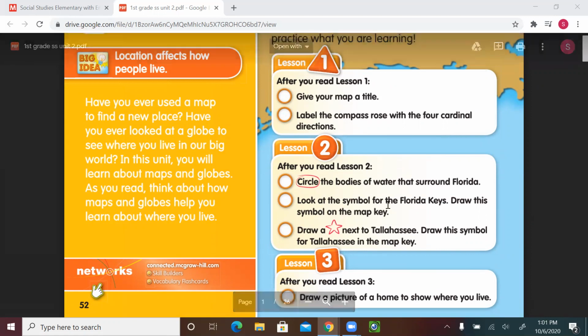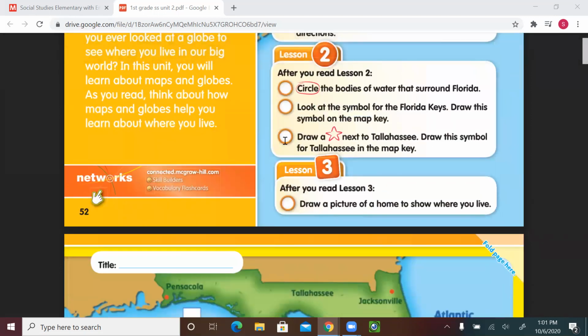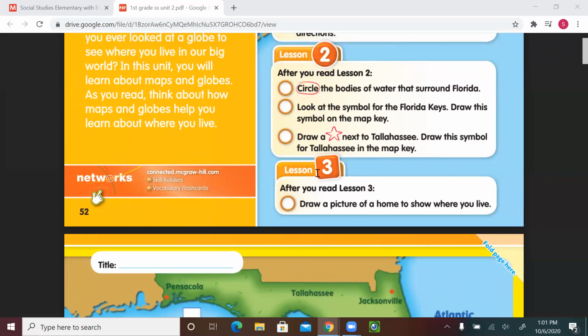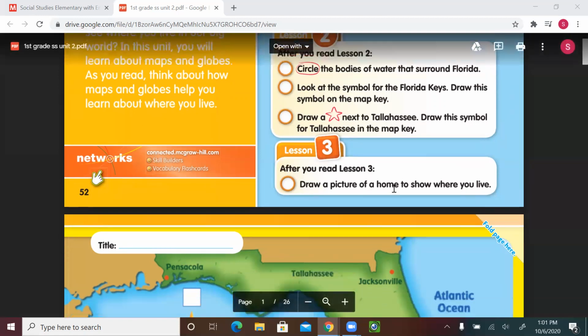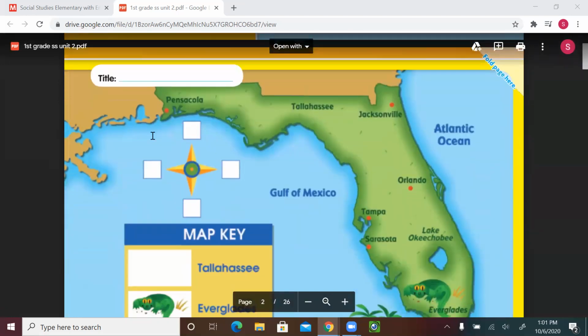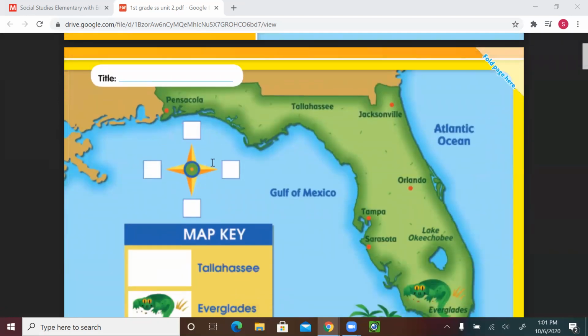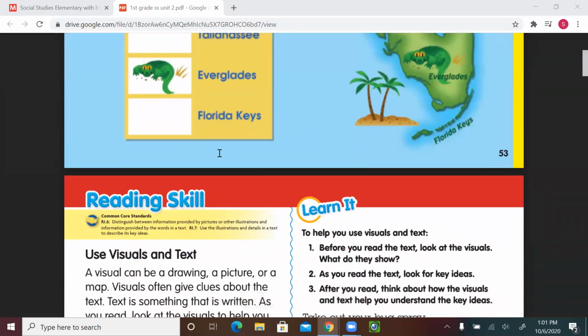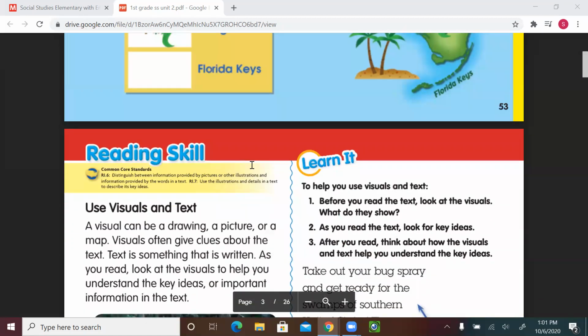Look at the symbol for the Florida Keys. Draw this symbol on the map key. And then the third question: draw a star next to Tallahassee. Draw the symbol for Tallahassee in the map key. Third lesson: after you read lesson 3, draw a picture of a home to show where you live. So over here, this is where you learn the title of the map. And then this is your campus, and this is the map key. All right, let's go to page 54.